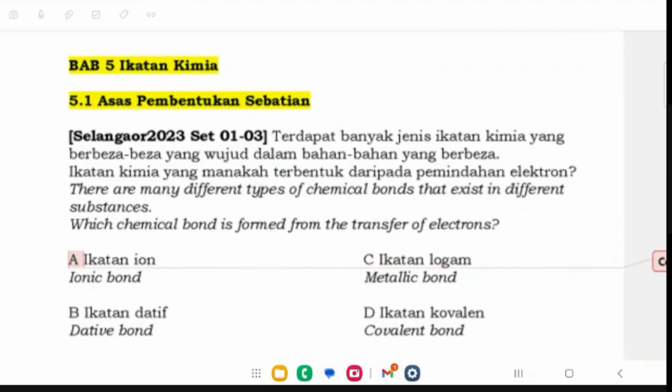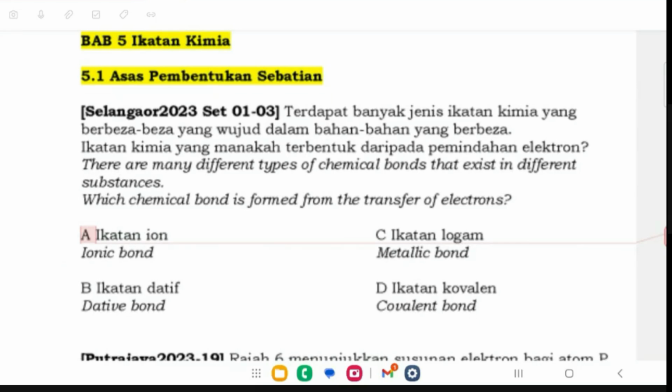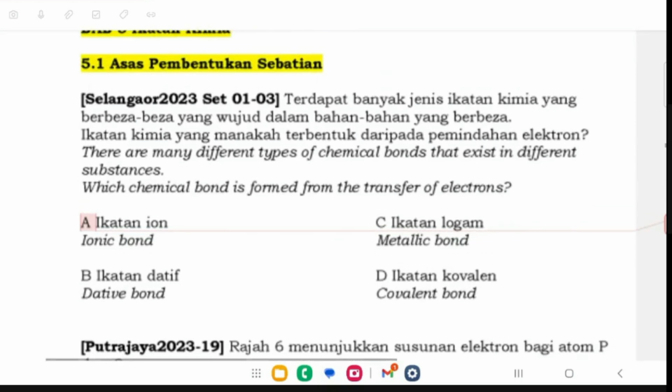Okay, so first we look into the objective questions for chapter 5. We'll see how many questions we can discuss tonight. Okay, class, now the first question.